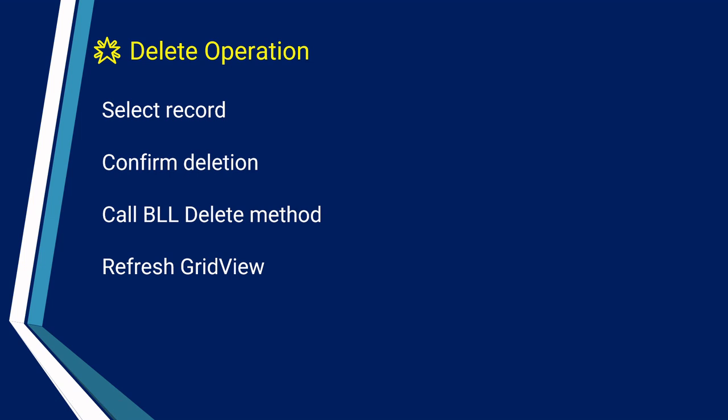To delete a record, allow the user to select it from the grid view. After confirming the action, call the BLL's delete method and refresh the grid view to remove the record from the display.